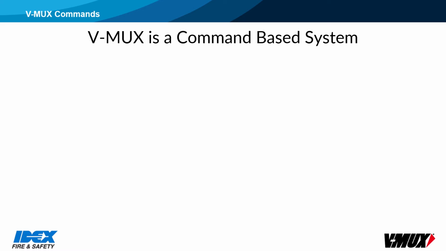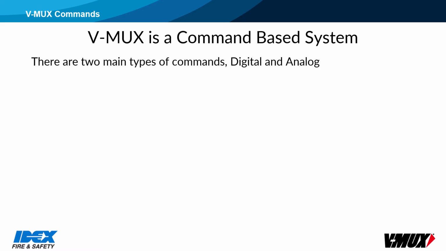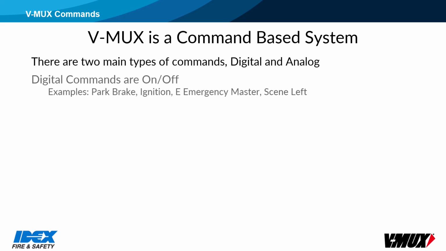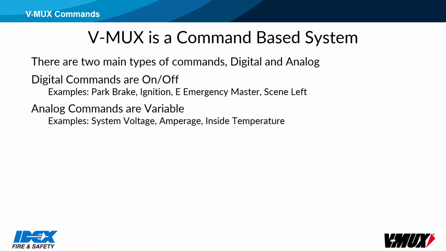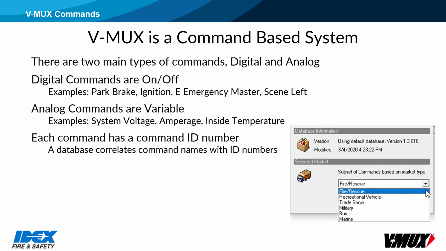V-MUX is a command-based system. There are two types of commands, digital or analog. A digital command is simply on or off, and an analog command is for variable data, such as temperature or amperage. Each command has a specific ID number.